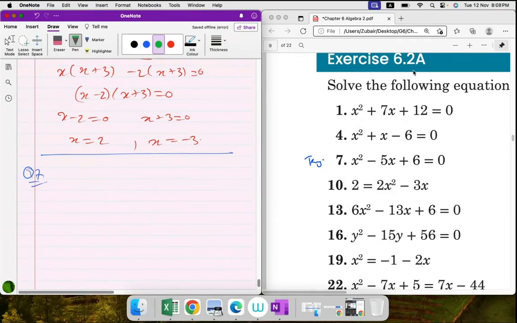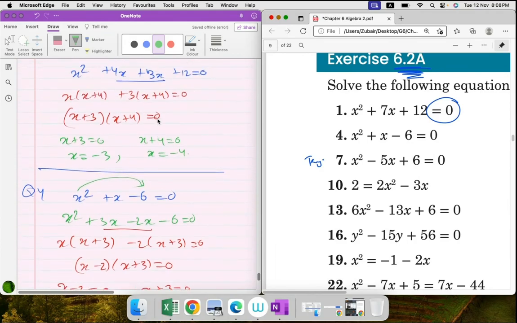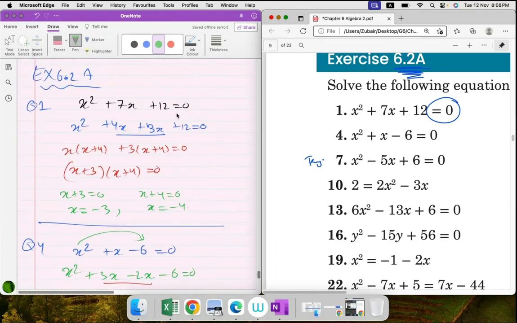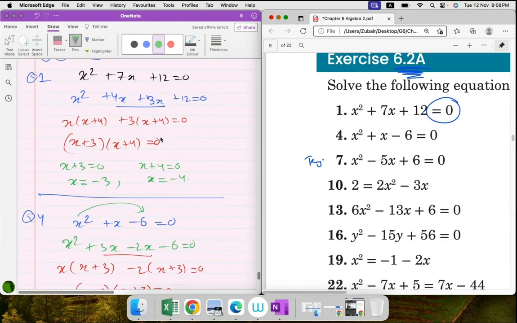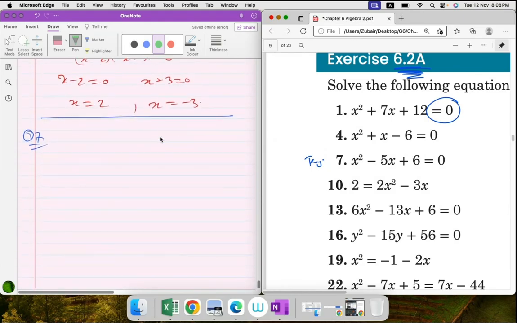We're doing 6.2 and it is exactly similar to the exercise we did. The only difference is this is equal to 0. Those were just expressions, these are equations. We did the first two by middle term breaking, x squared plus 7x plus 12, and the factors were 4 and 3. Then x squared plus x minus 6, factors were 3 and minus 2.